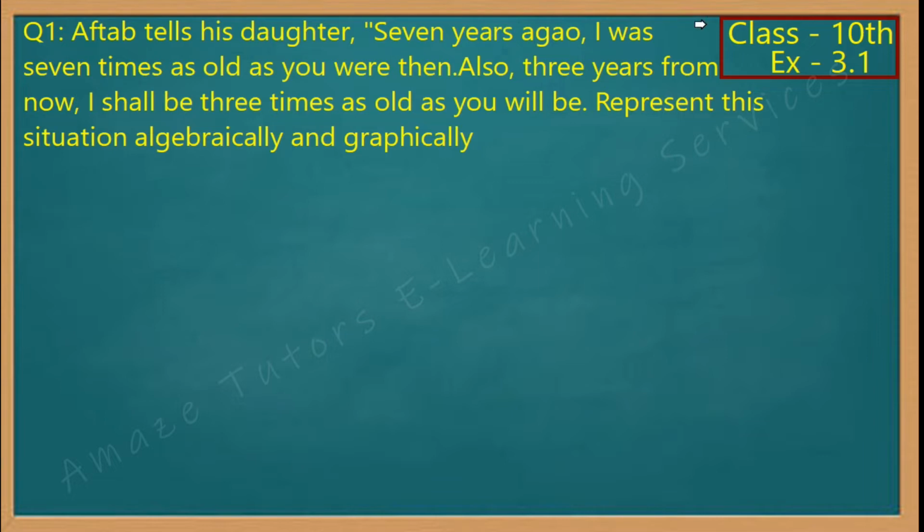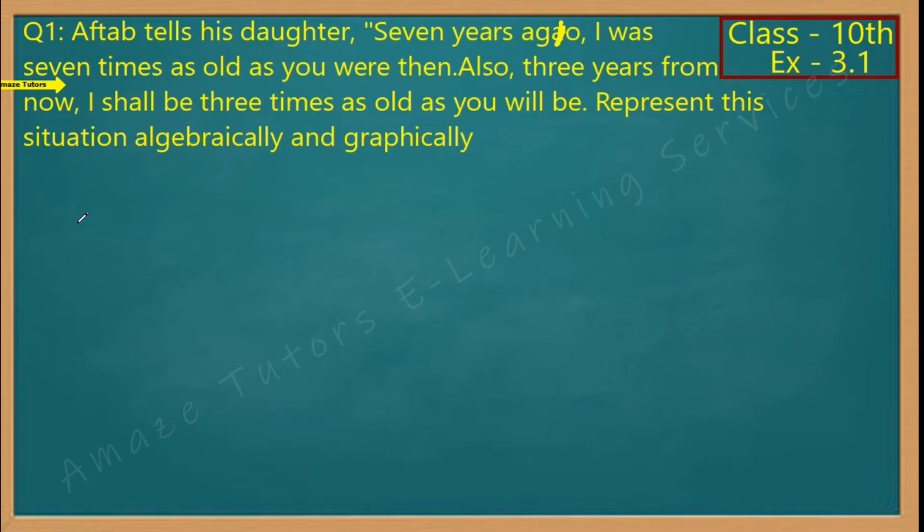Today we are going to do NCERT Class 10th Exercise 3.1, Pair of linear equations in two variables. Question number 1. Aftab tells his daughter, 7 years ago, I was 7 times as old as you were then. Also, 3 years from now, I shall be 3 times as old as you will be. Represent this situation algebraically and graphically.